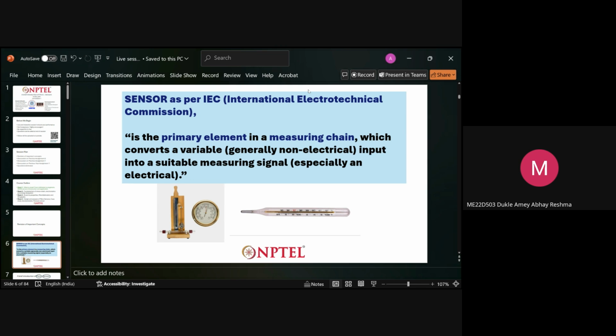You can have any type of sensor: a pressure sensor, a force sensor, or an accelerometer. A pressure sensor will measure pressure and convert it into an electrical signal. It can be a change in resistance. If it's a piezoresistive sensor, when the pressure increases, the resistance will change, and you will get the sensing output.